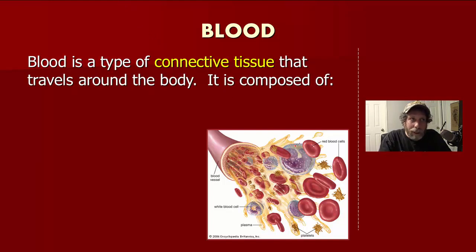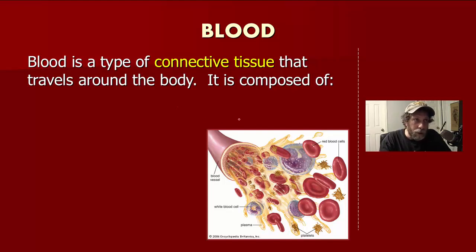So first of all, blood is a connective tissue. It's in the connective and supporting category of major tissues. Blood is a specific type of connective tissue, just as bone is or cartilage. But the difference between blood and bone and cartilage is that blood travels around the body due to the heart, and it stays in the blood vessels.